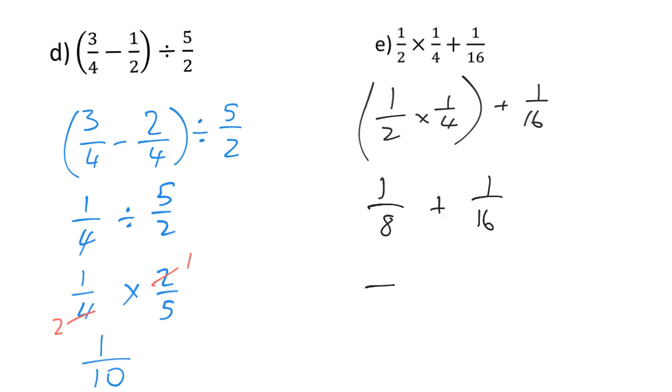To add fractions, we need a common denominator. The common denominator is going to be 16. So the 16th can stay the same. But the 8th, to get from 8 to 16, we multiply by 2. So if we multiply the top by 2, we get 2. And 2/16 plus 1/16 is 3/16.